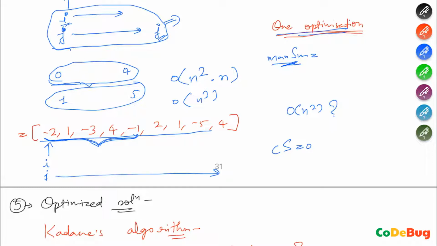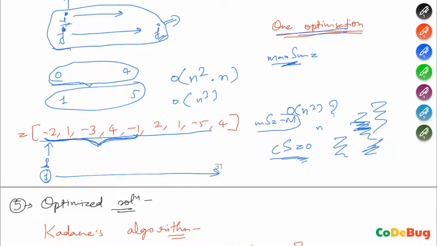So we will have a maximum variable, okay? So we have a current sum variable. This is what we initialized for the first index i, and then we have a j that is running from i to the end. Then we have a maximum variable, let's call it ms, and this is the minimum value, right? So this is the minimum value, and cs is equal to 0.